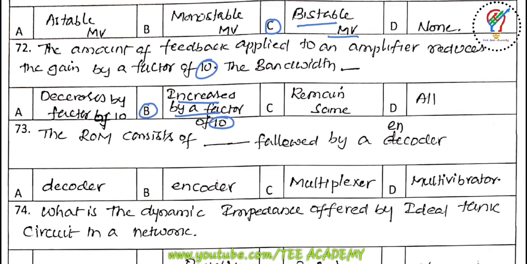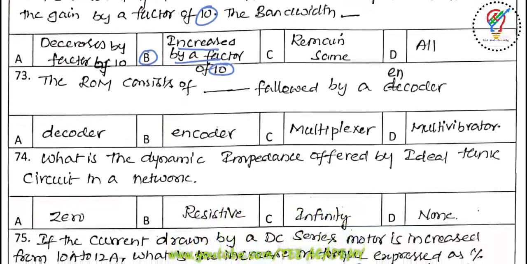Next one, the ROM consisting of dash followed by an encoder. The ROM consists of a decoder followed by an encoder. The other options are encoder, multiplexer, multivibrator. So for the 73rd question, A is the right answer.